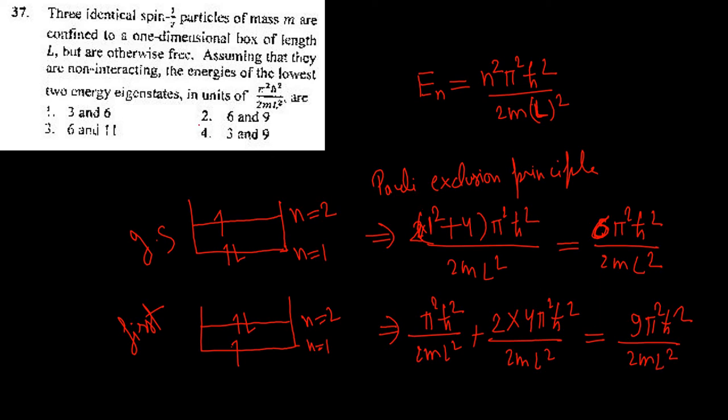So answer 2 will be correct. You have to find out in the unit of pi square h cross square upon 2 m L square. So option 2 will be correct.